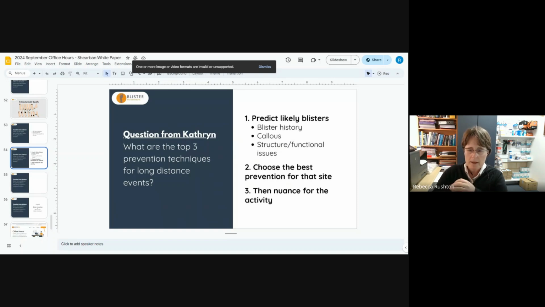And while you're thinking about the best preventions, you can then nuance that decision to the activity. So rather than saying what's the best prevention for long distance walking events or long distance running events, firstly, hone in on the anatomical location, start with those best preventions for the anatomical location, and then nuance it for the activity. So maybe with the shoes, is swelling going to be a component? What's the climate going to be? Nuance it that way, rather than starting at the activity and then trying to go from there, because it's much less effective.